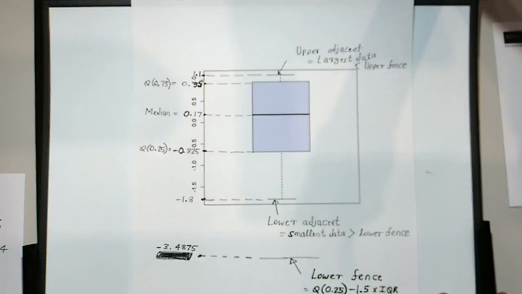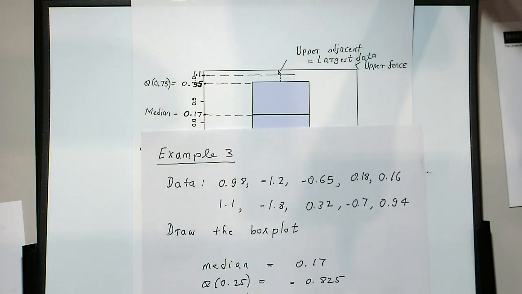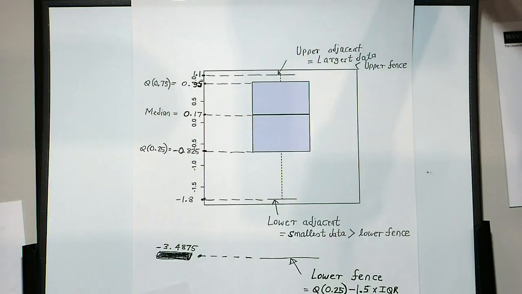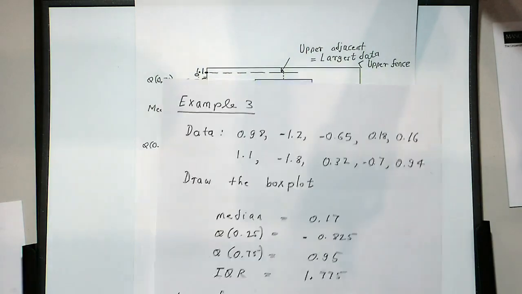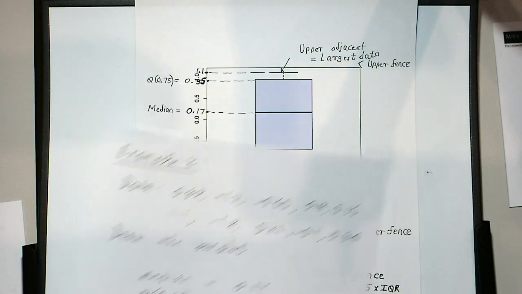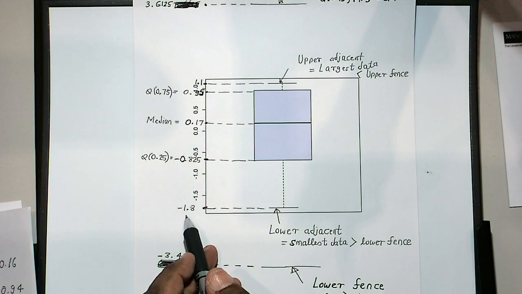And the lower adjacent is the smallest data point that is greater than the lower fence. If you look at the data set here, the smallest data point that is greater than minus 3.4875 is minus 1.8. So therefore, the lower adjacent is equal to minus 1.8, right?